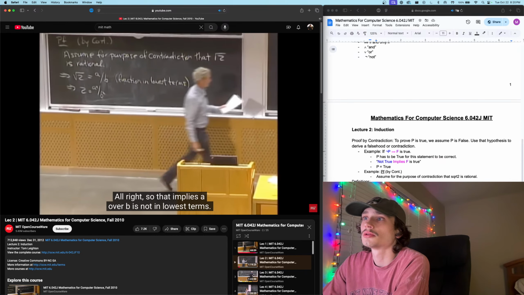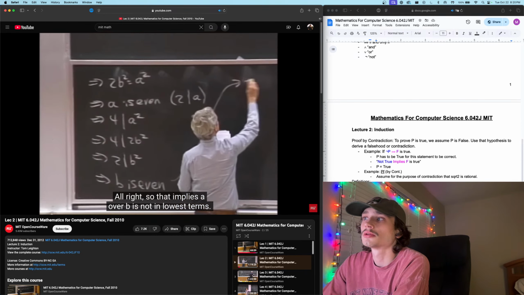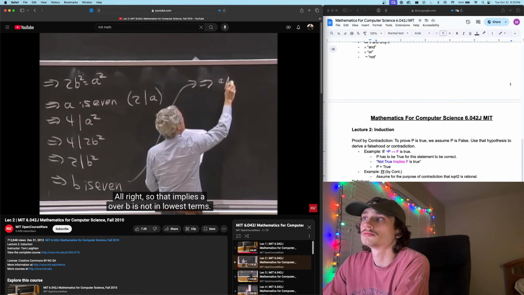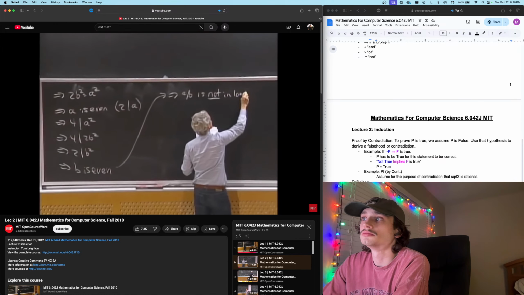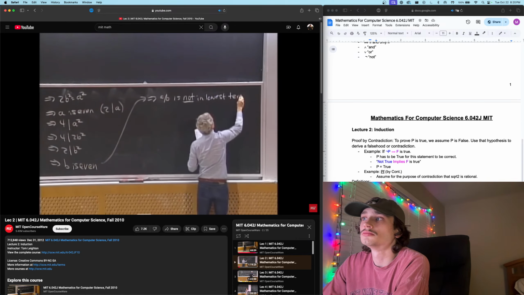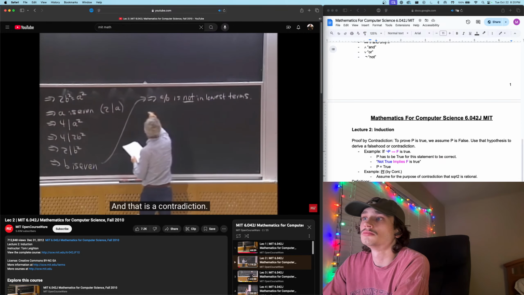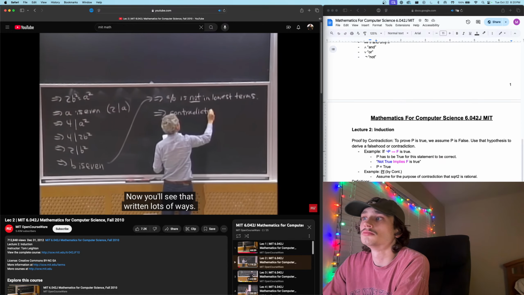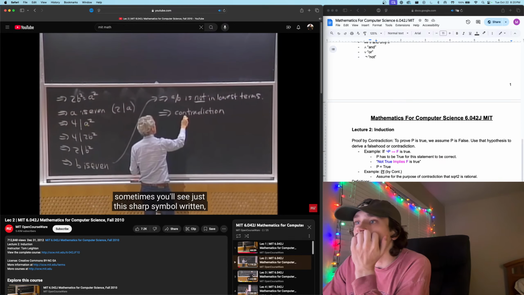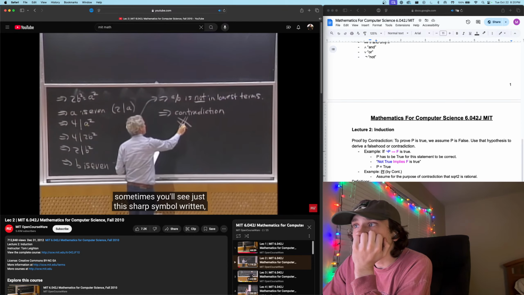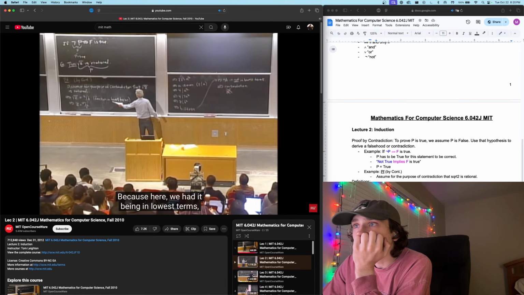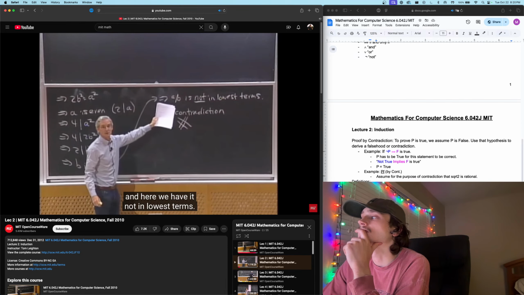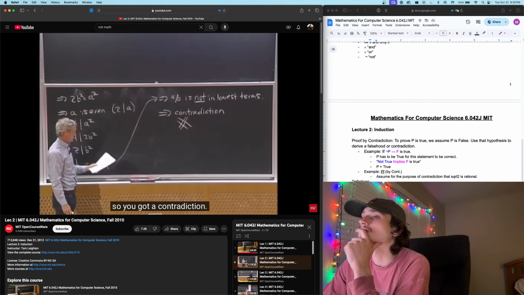All right, so that implies A over B is not in lowest terms. And that gives a contradiction. Now, you'll see that written lots of ways. One is you can say a contradiction. Sometimes you'll see just this sharp symbol written, and that means you got to a contradiction, because here we had it being in lowest terms, and here we have it not in lowest terms. You can't have both at the same time, so you got a contradiction.